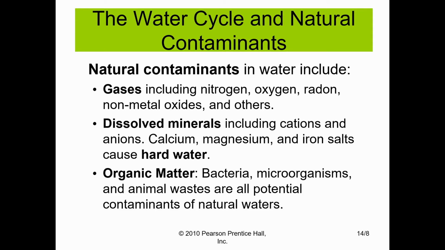The next type of contaminant are the dissolved minerals. These include cations and anions like calcium and magnesium, sodium and chlorine, as well as iron salts. The dissolved minerals are important for the properties of water, but too much of them can lead to hard water. The final type of contaminant is organic matter, which includes bacteria and microorganisms, as well as animal and human waste contaminants.